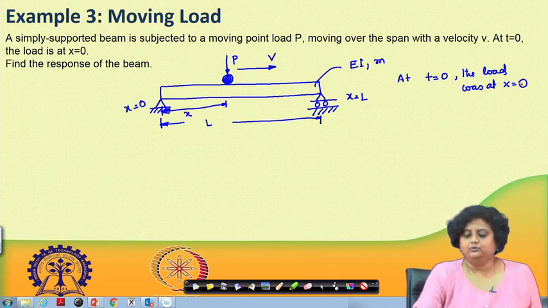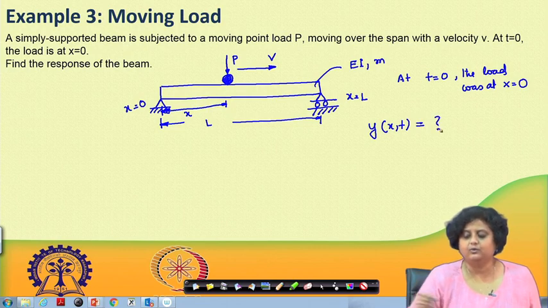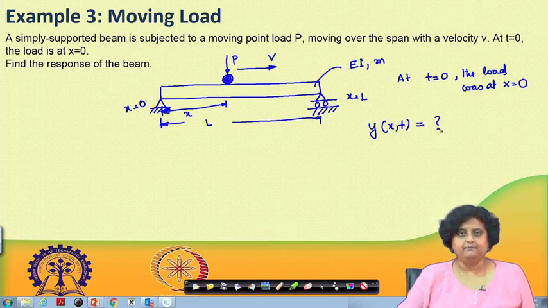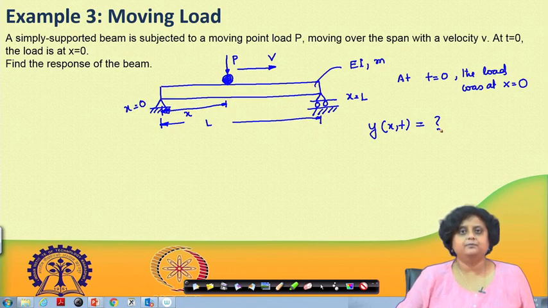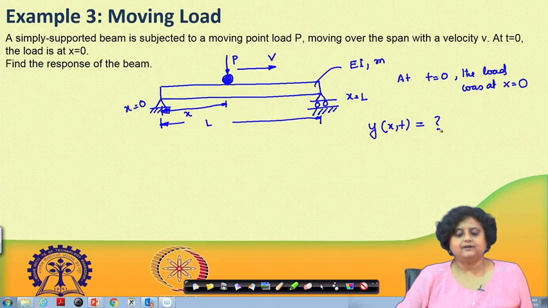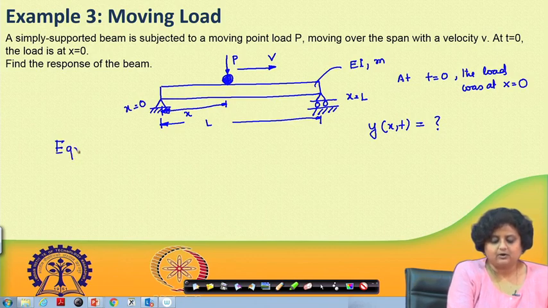How are we going to find out the response of the beam because of this kind of moving load? This problem is a very simplified problem of analyzing the vibration of a bridge undergoing movement of traffic or movement of vehicles and cars. So, let us now see how we are going to solve the problem. Let me first write down the equation of motion.